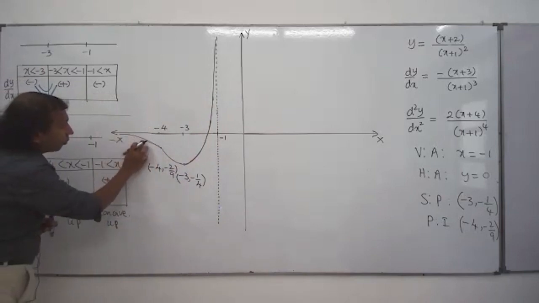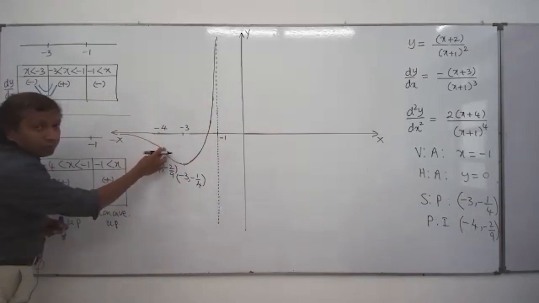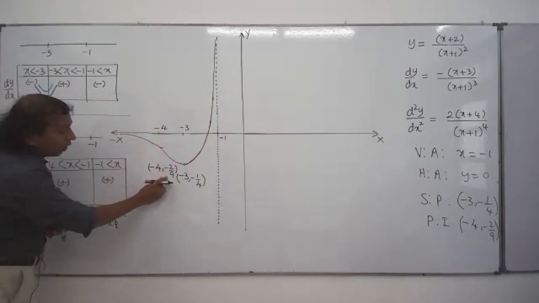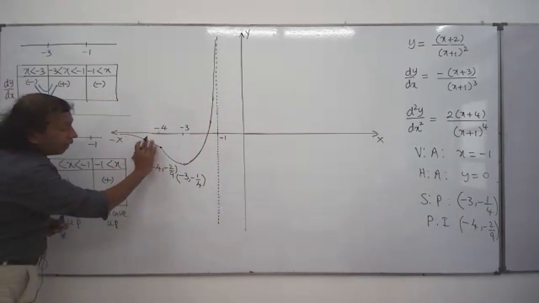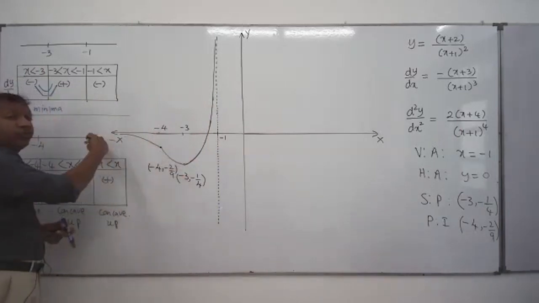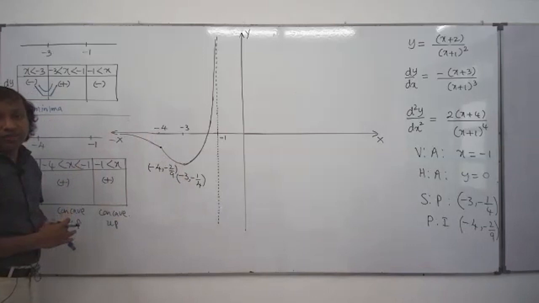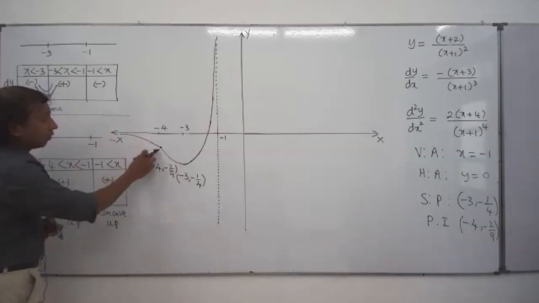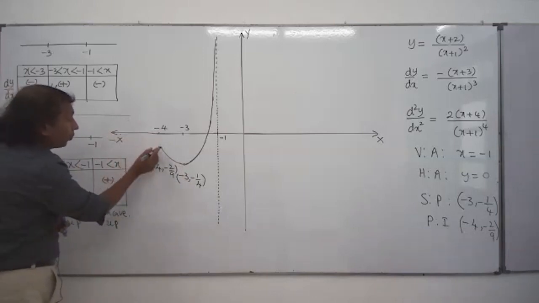We have to draw the diagram so that at the point (-4, -2/9), to the right of that the graph is concave up, and to the left of that it is concave down. For that you get marks, right? And then we have to very carefully show that.